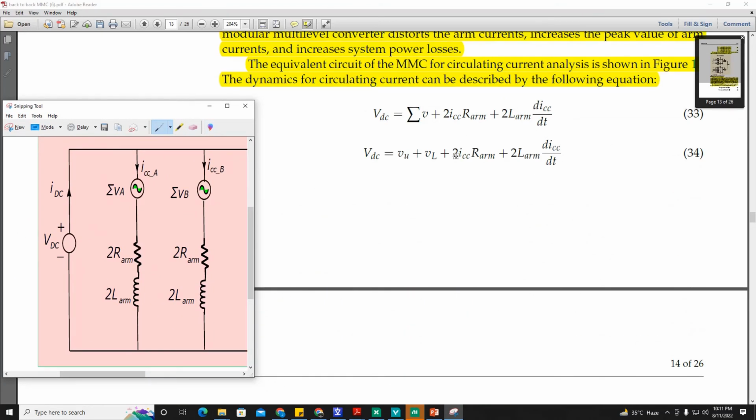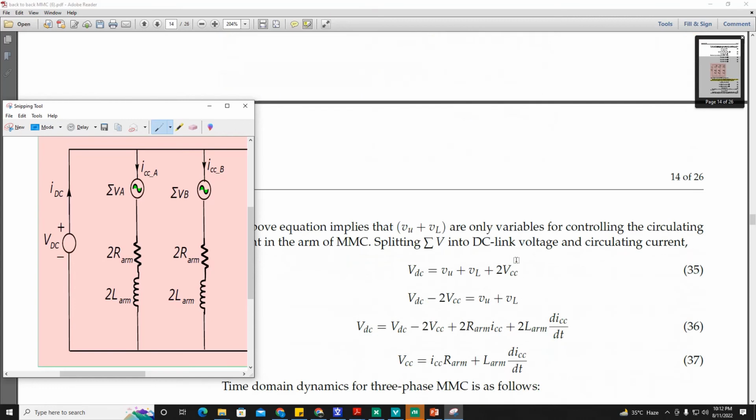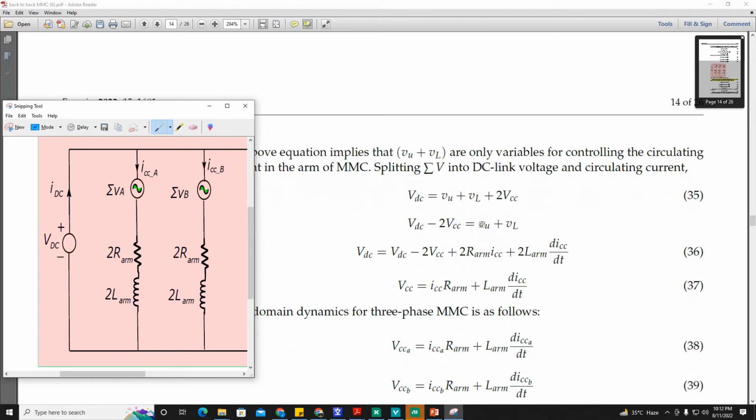Take 2 common, and you will get ICC times R arm plus L arm dICC over dt, and this is equal to VCC. You can write it as VCC or V differential. So this is VCC, and this will become 2 VCC. Move this term to the other side, so VDC minus 2 VCC is equal to V upper plus V lower.